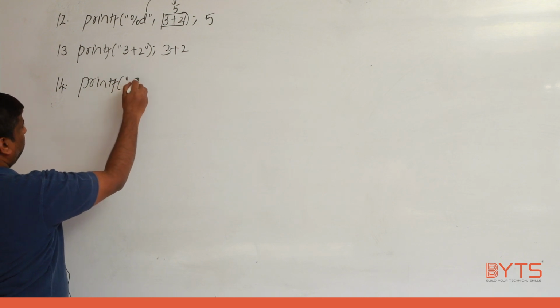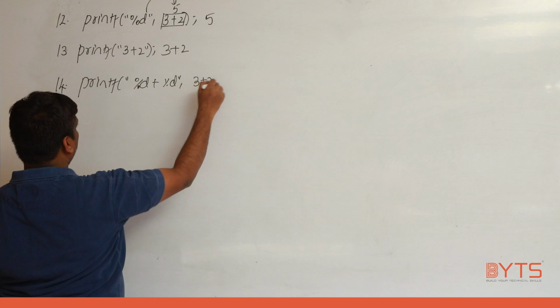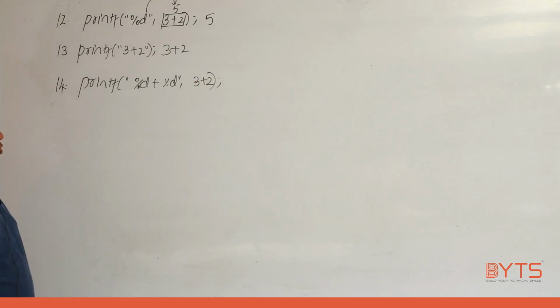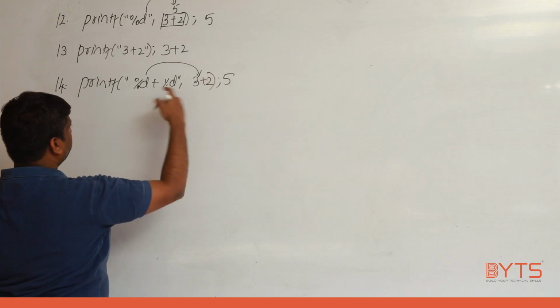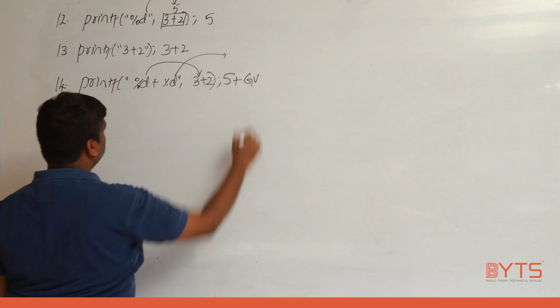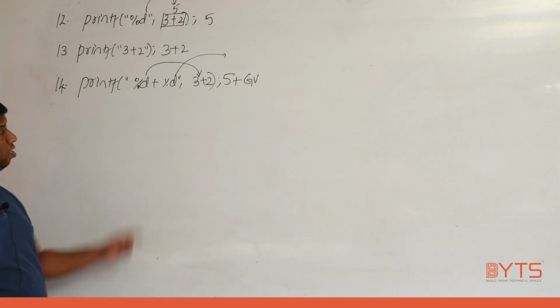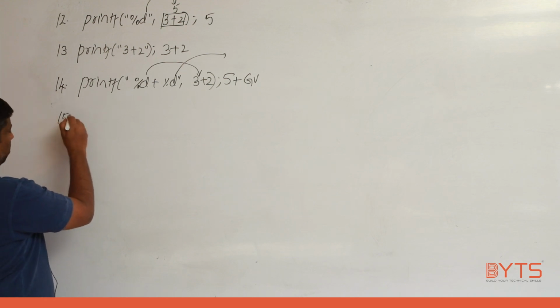Let us take another example. Printf percentile D plus percentile D 3 plus 2. Can you please guess the output? So percentile D will print what? 5. Plus will print what? Plus. Percentile D will print what? Garbage value. So what is the answer you are going to get? 5 plus garbage value.